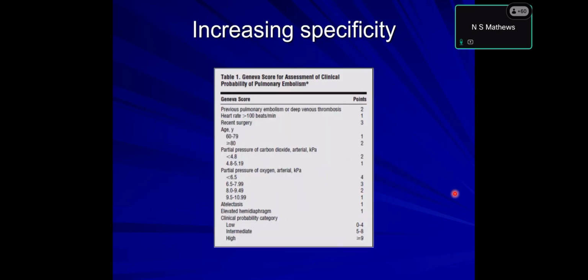For example, using a clinical score like the Geneva score for the assessment of clinical probability of pulmonary embolism. You can see there are different parameters which are given different scoring points, and at the end of it, you look at the clinical probability. Is it a low probability or an intermediate probability or a high probability by looking at the total of the score.